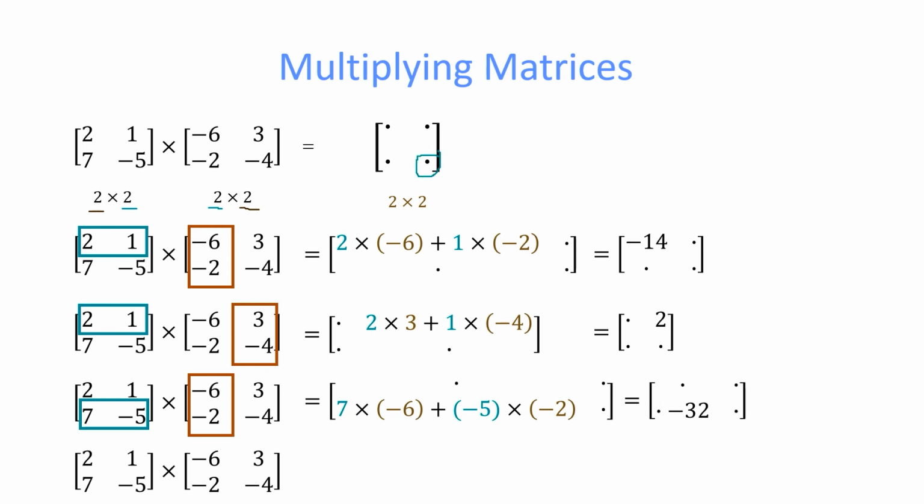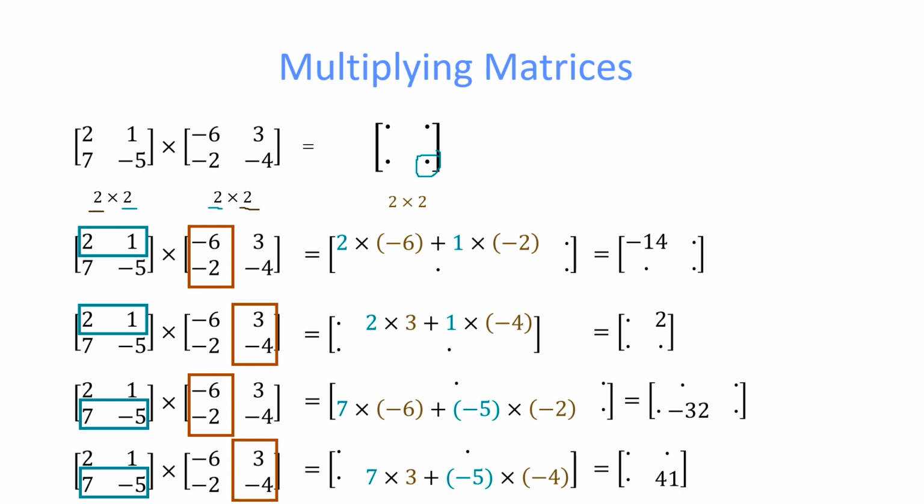Since we are doing the spot 2,2, we need to use the second row and the second column. So we get 7 times 3 plus minus 5 times minus 4, which gives us 41. Now let's put all the numbers together. We did it separately for each position in the final matrix. So now when we put it together, our final solution is minus 14, 2, minus 32, 41.